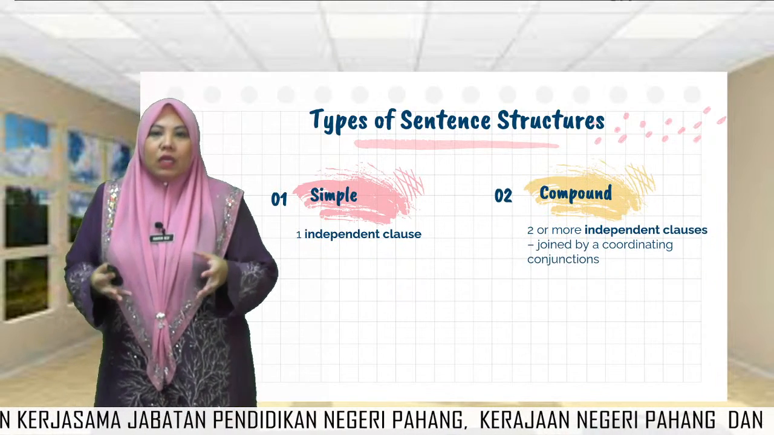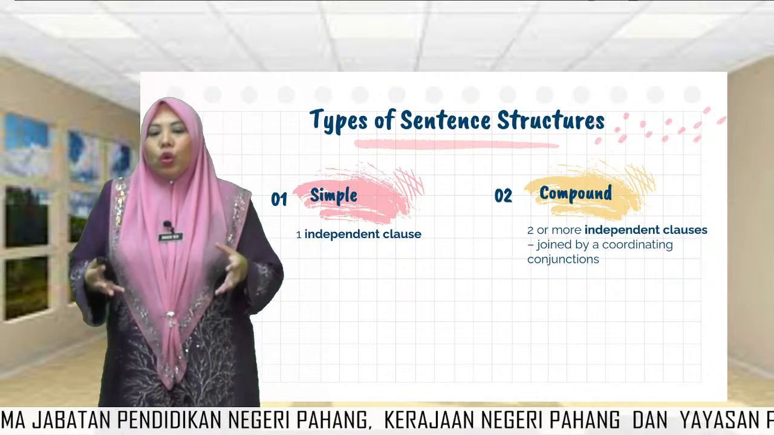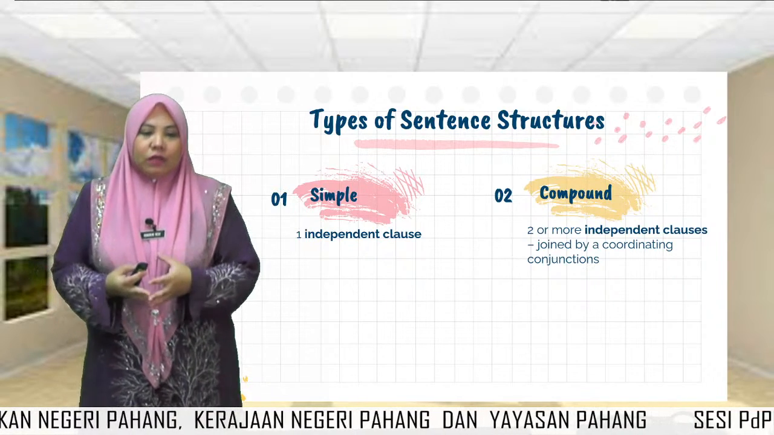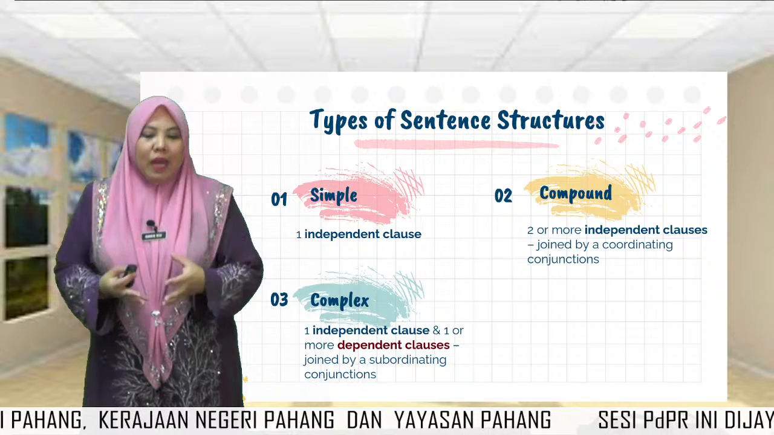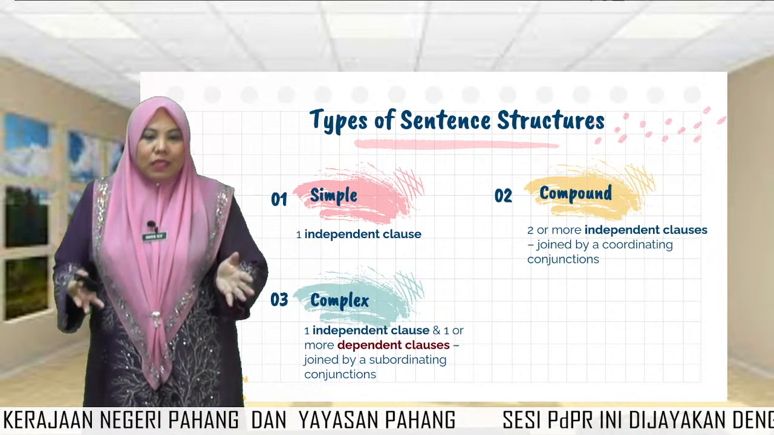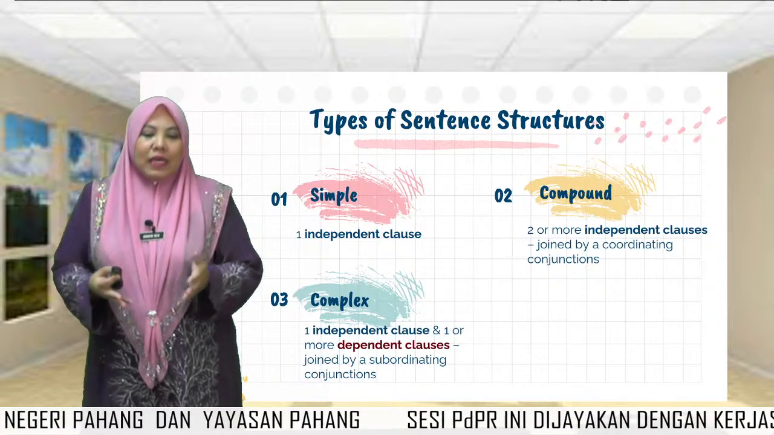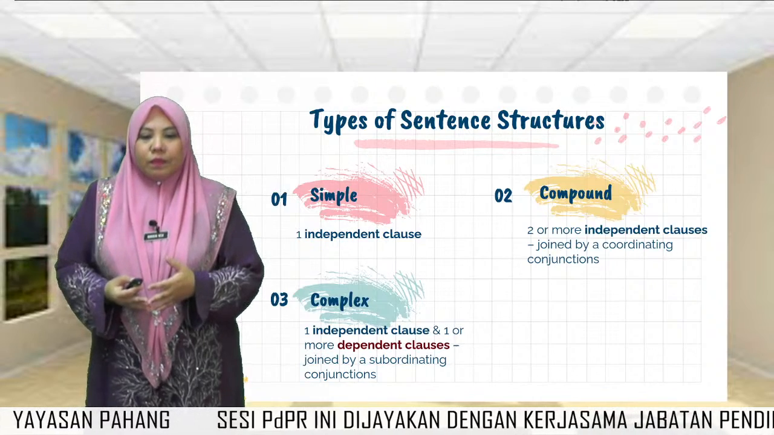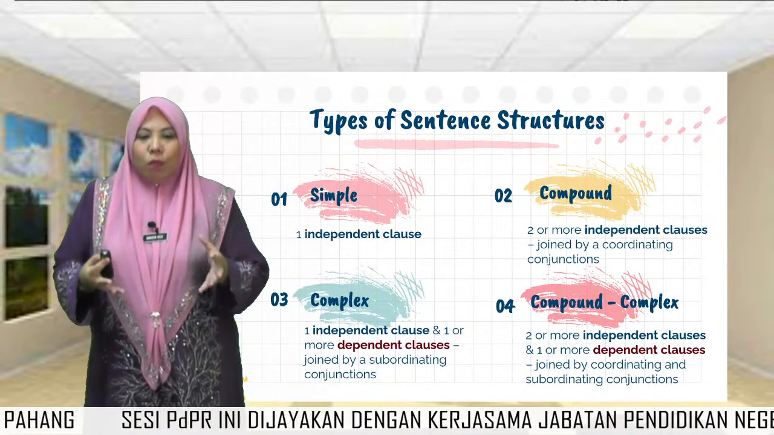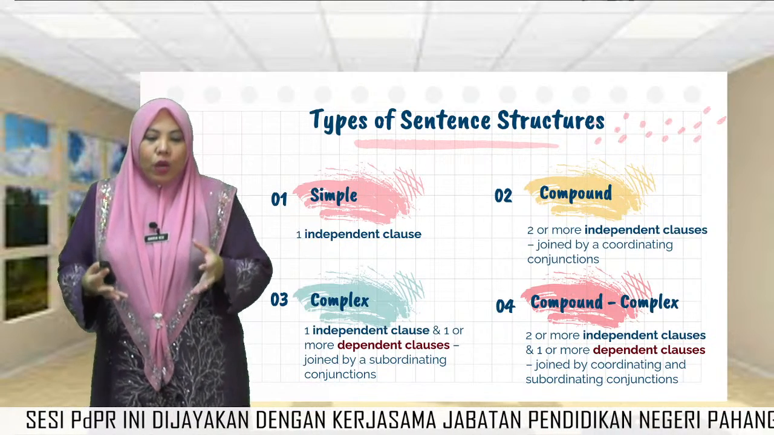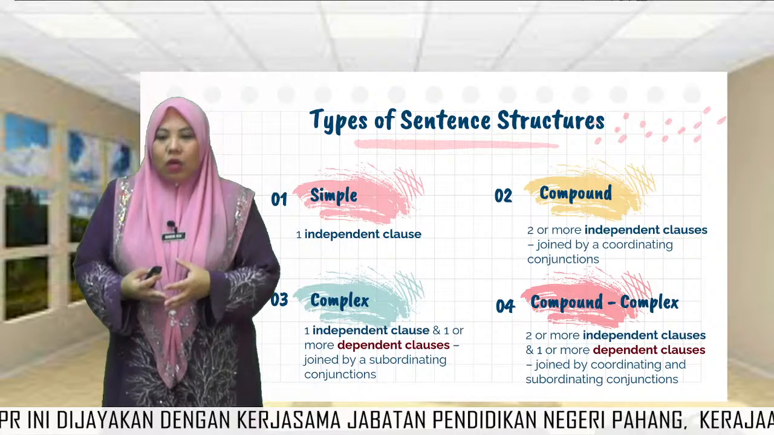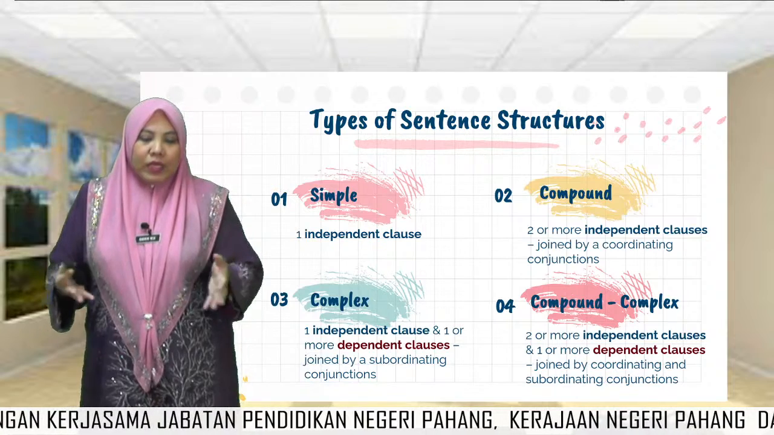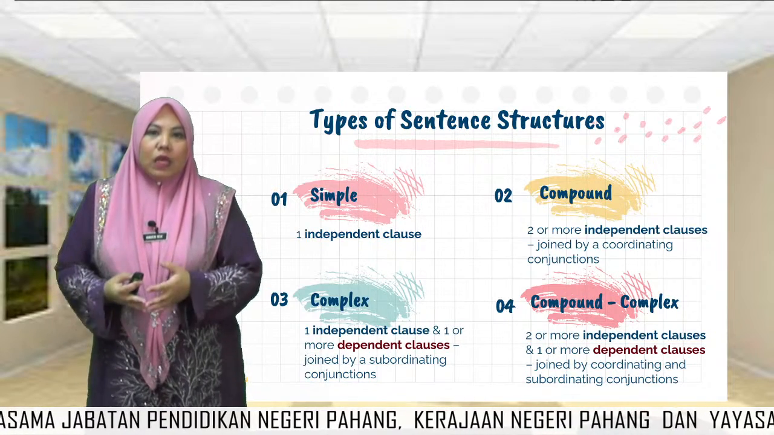Second, you have the compound sentence, where there are 2 or more independent clauses joined by a coordinating conjunction. Third is the complex sentence, which is one independent clause and one or more dependent clauses joined by a subordinating conjunction. And the final one is the compound complex sentence, where you have 2 or more independent clauses and one or more dependent clauses joined by coordinating and subordinating conjunctions.